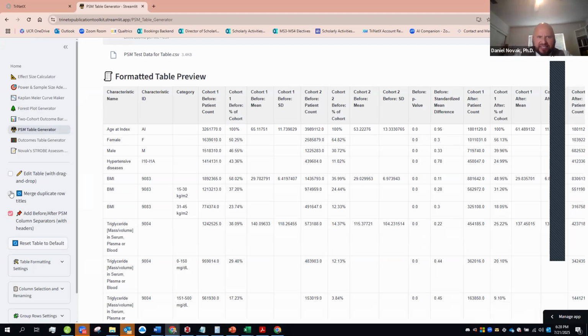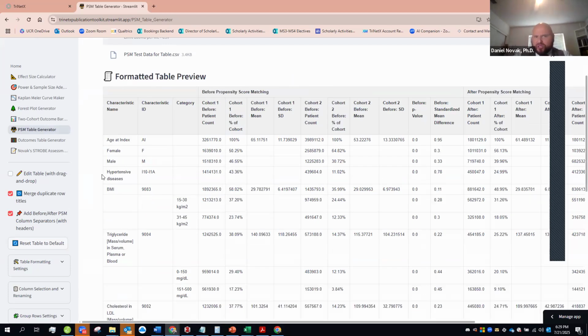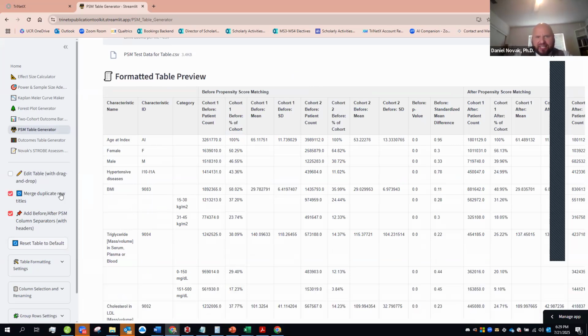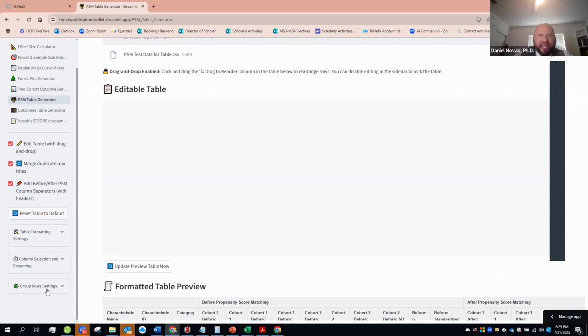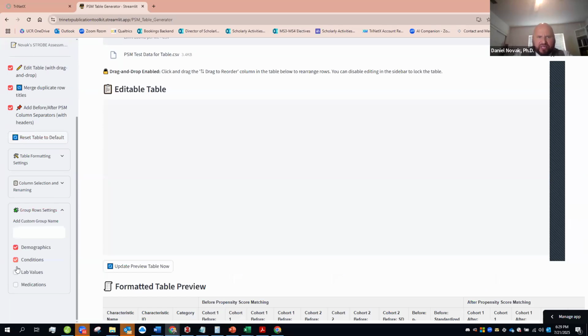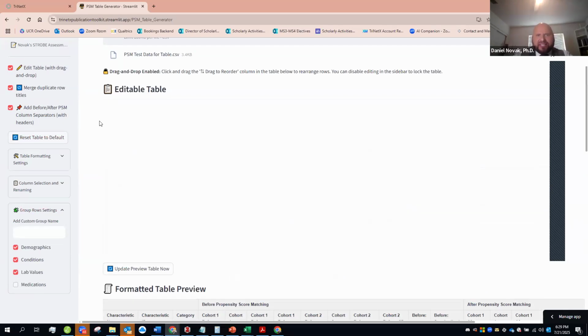You can upload it straight into here. And I've got some options in here to merge, so you don't have every row saying BMI 9083. You can just deduplicate that and it takes away that text. You can add before and after propensity score matching. You can also edit the table, and using some of these functions, if you click at the group settings below, you can edit this table.